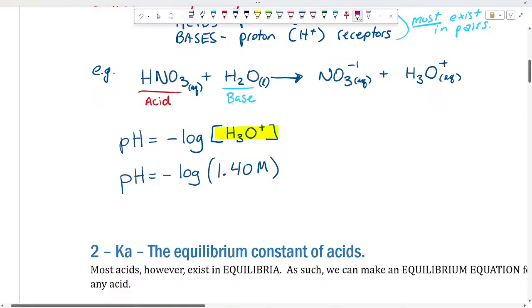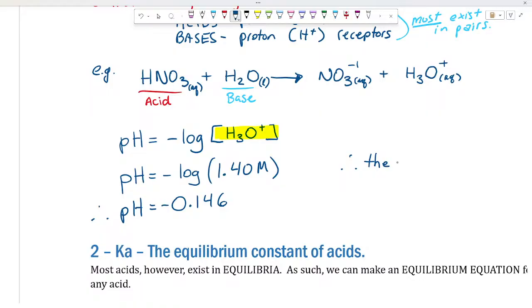What is the negative log of 1.40? I'd like that answer to the appropriate number of significant digits, please. 0.146. Sarah, I was listening to you. Give it to me again. 0.1461. How many sig figs? 3. So 0.146. Okay.